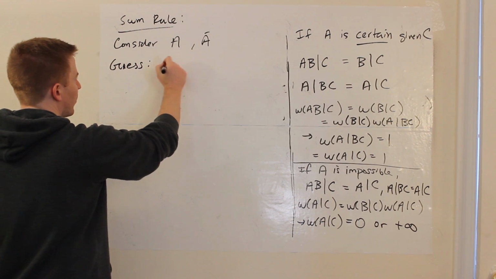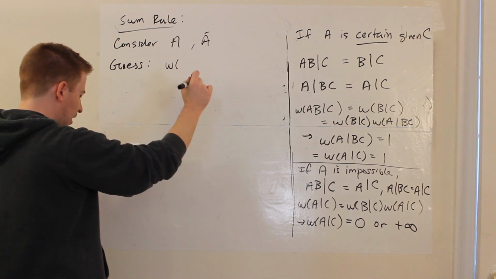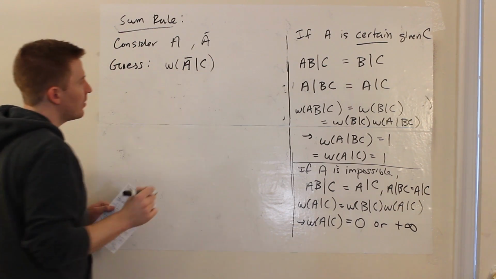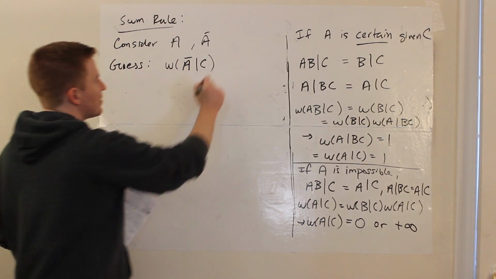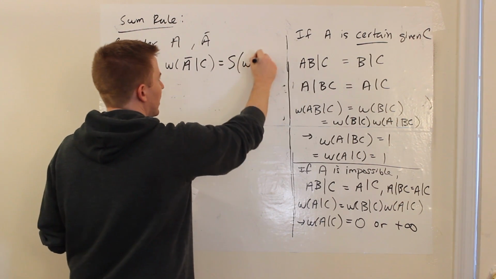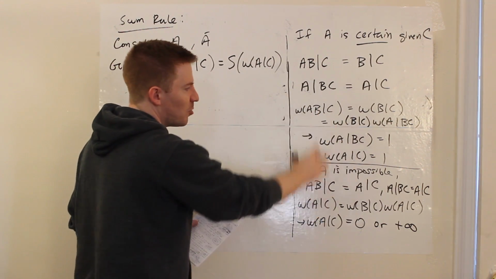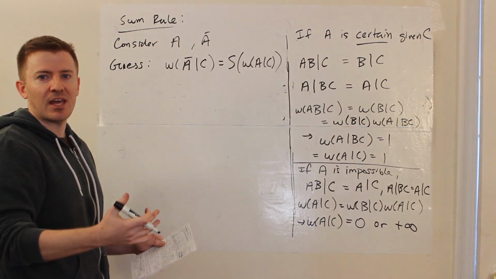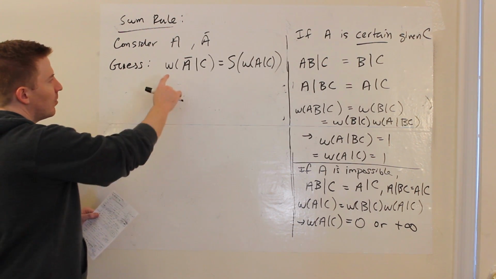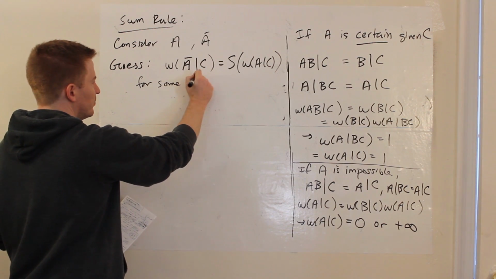Okay, so basically what we're going to assert is that if we care about the plausibility of, let's say, not A, given our background information C, it's going to be some function of the weight of the plausibility of A given C. All right, so you see we're already sort of using our assumed W function that changes the scales of the plausibilities to satisfy the product rule. But that's fine. So this is just some functional relationship S.